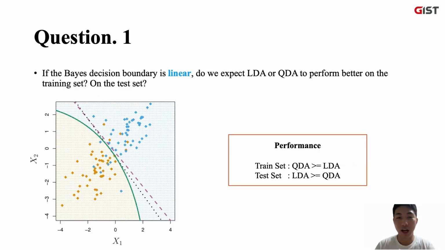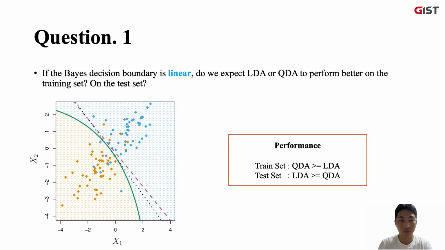QDA will use its high flexibility to try and capture every nuance of the training data, but in doing so, it runs a high risk of fitting the noise, not just the signal. This is where QDA's high variance becomes a problem. The graph on the slide makes this clear.